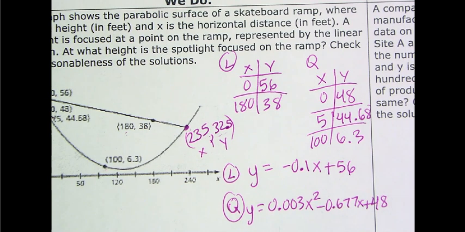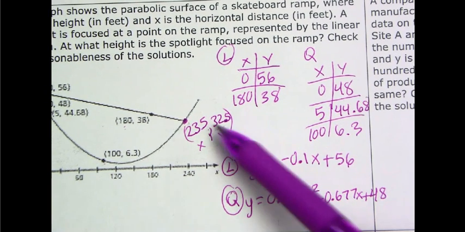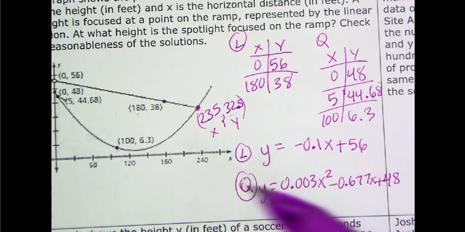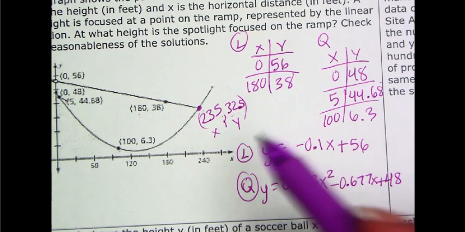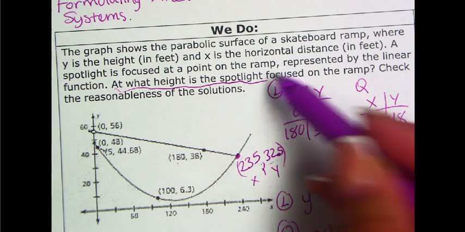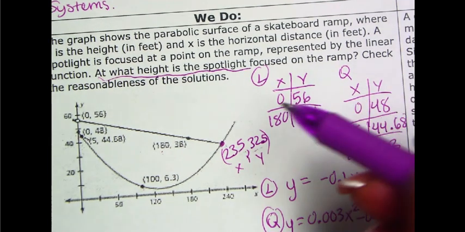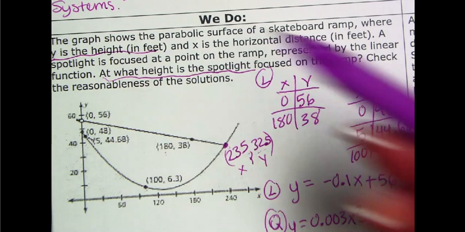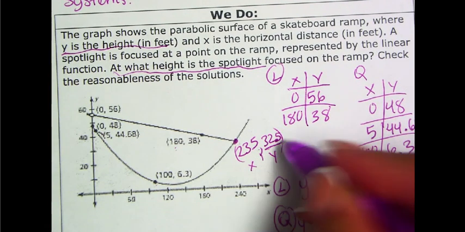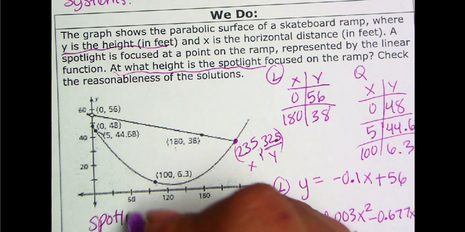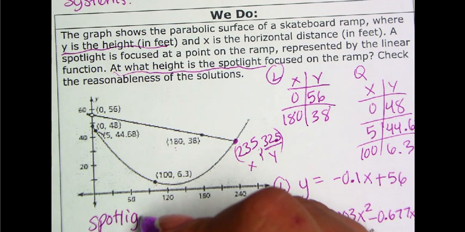In case they ask you for the equations instead of the solution, those are the equations you have for each. That's your system, and this is the solution. Now to interpret the solution and answer the height of the spotlight focus, we look at the y values being the height. The y value is 32.5. So the spotlight focuses at 32.5 feet.